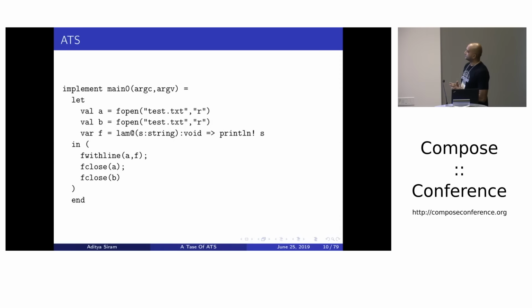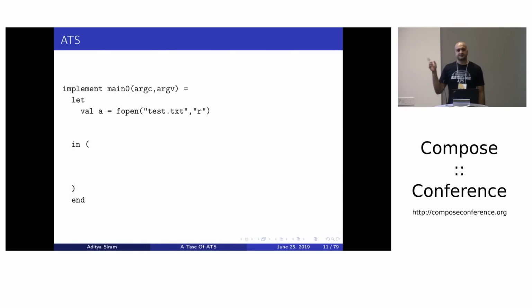So here's what that program looks like. This is not the Tase part. The Tase is coming up. So I'm opening the same file twice. I am creating an anonymous function. I'm passing the anonymous function along with that file descriptor to some function, and then I'm closing the two file descriptors.